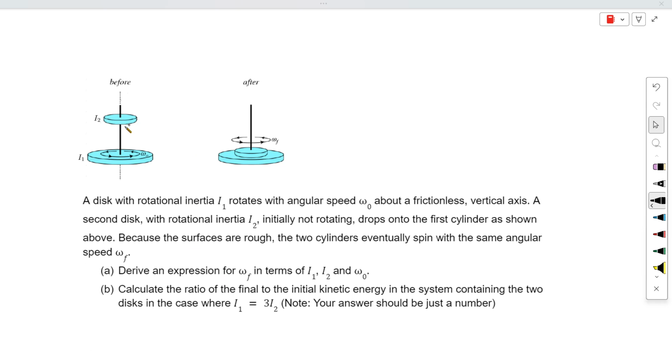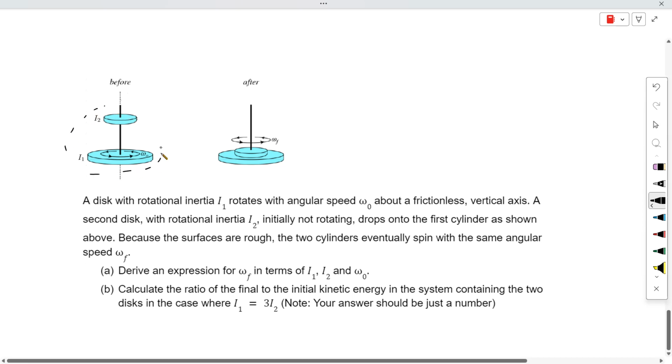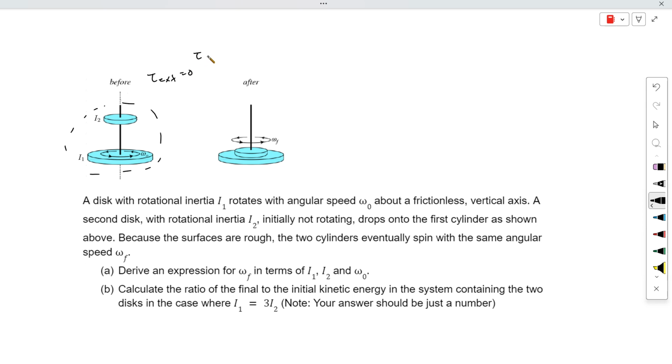Now, this is a collision again. But again, the idea is if you make the system both objects, there's no external torque. Right? So the torque over time is equal to 0, which implies the change in angular momentum is 0. That means the initial angular momentum and the final angular momentum are the same. Well, the initial one is the angular momentum of everything in our system. That's I1 times omega naught.